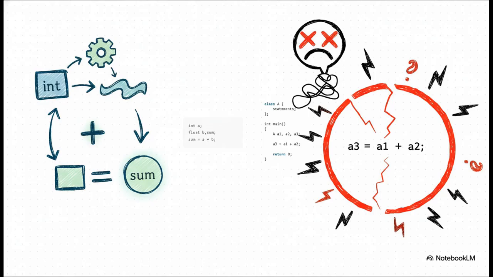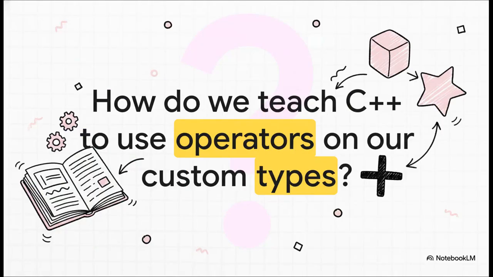All right, so let's set the stage here. Take a look at the image on the left. C++ has absolutely no problem with this, right? It sees an integer, a float, and a plus sign, and it knows exactly what to do. Easy peasy. But then, look at the code on the right. We go and create our own custom class, let's call it class A, and we try to add two of our A objects together. And what happens? Bam! The compiler just throws its hands up in the air. It's totally confused. It has no clue what the plus sign is supposed to do with our brand new data type. And that, right there, is the big question for today.